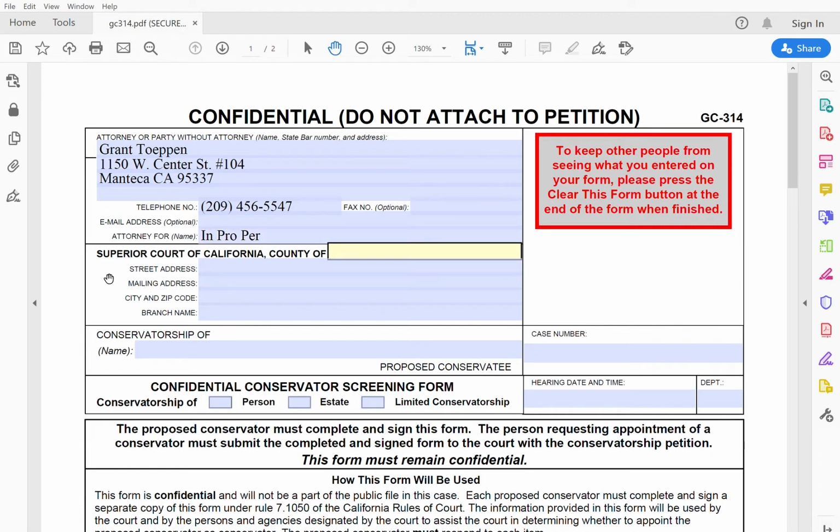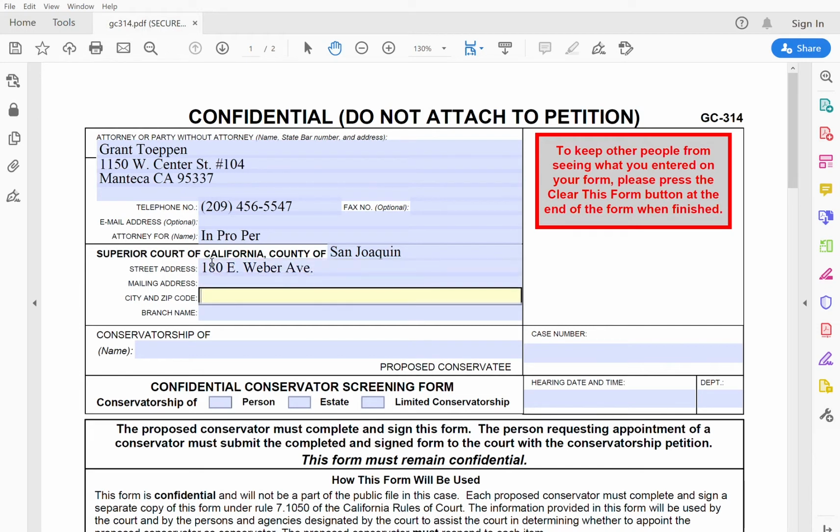So Superior Court of California, County of San Joaquin is where I'm doing it. You will likely be doing it in the county where the proposed limited conservatee is domiciled. Make sure you have the right address for the court. Many counties have more than one court, so you want to make sure that you get the right one.